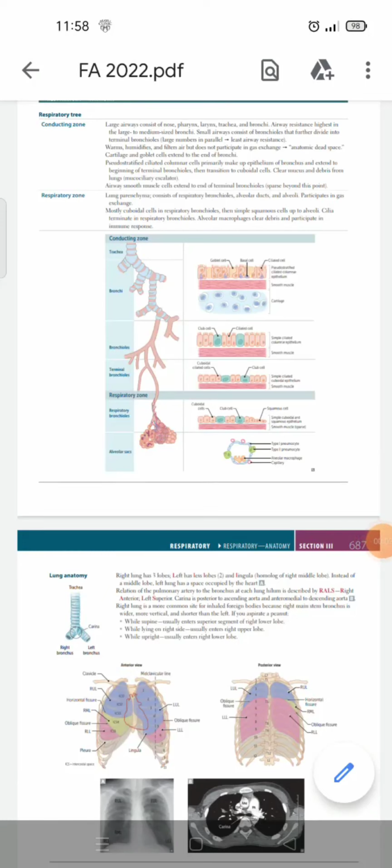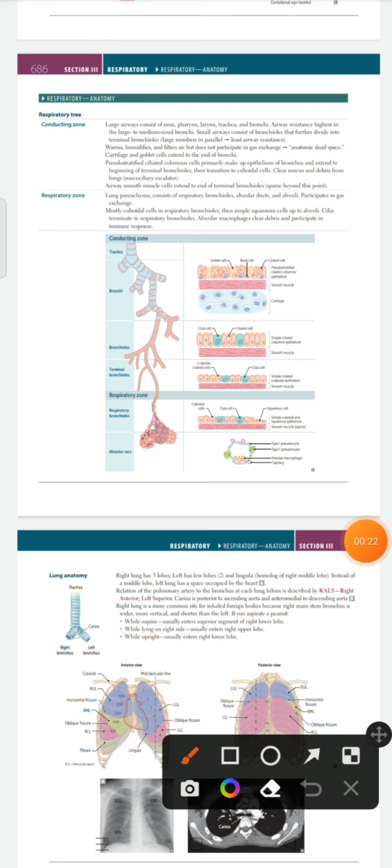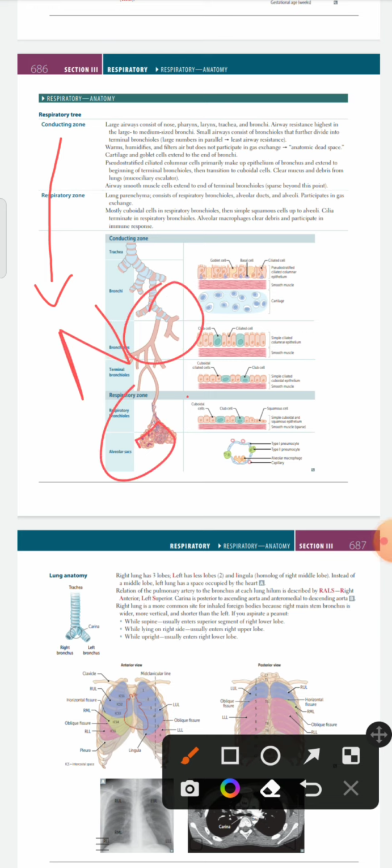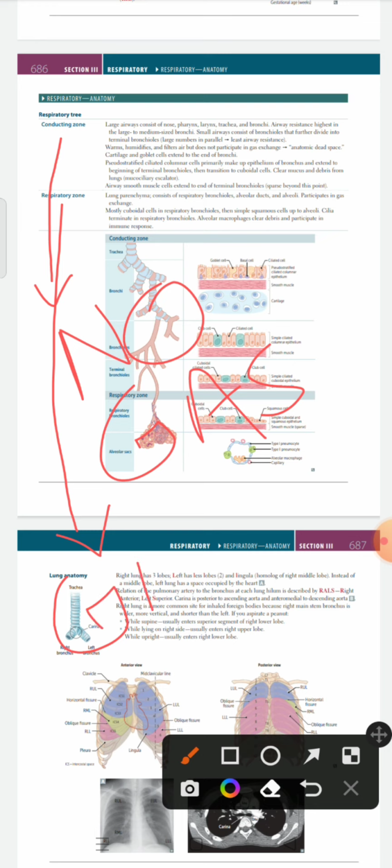Today we will discuss the anatomy portion of the respiratory system from First Aid USMLE Step 1. Basically, the respiratory anatomy is divided into the conducting portion and the respiratory portion. The conducting portion is the portion where no gas exchange takes place, while in the respiratory portion gaseous exchange takes place.